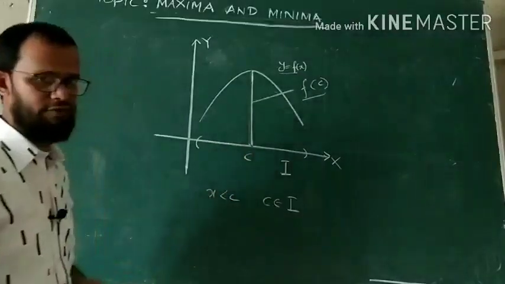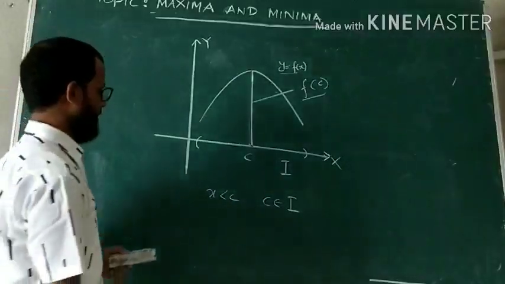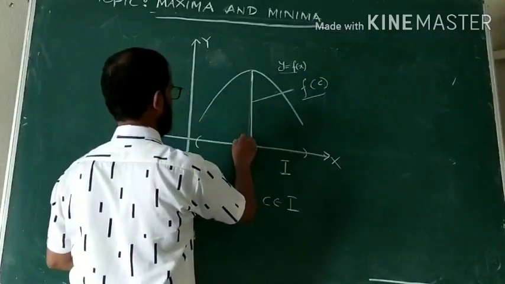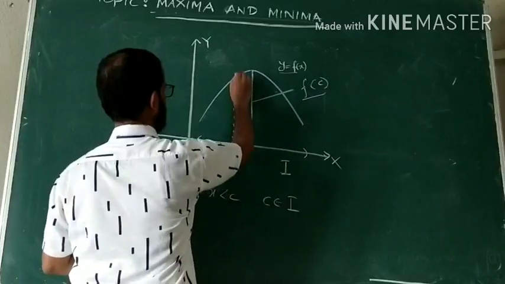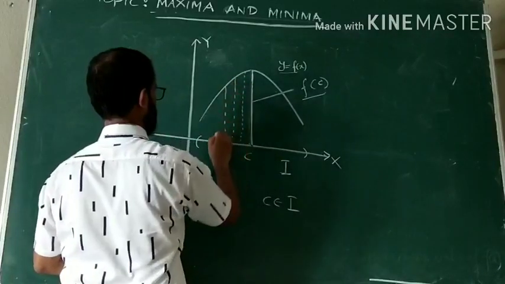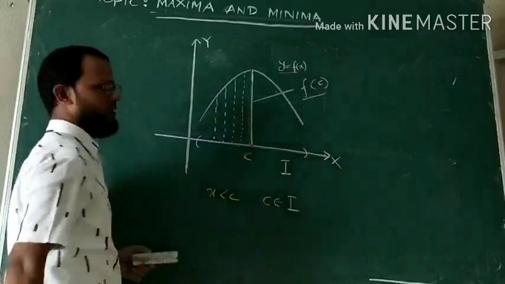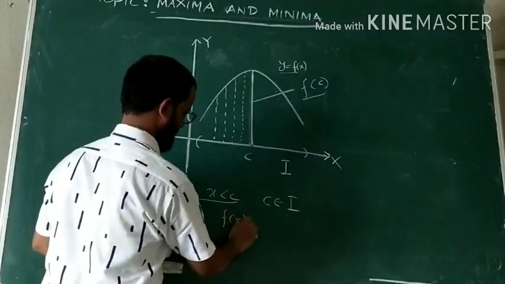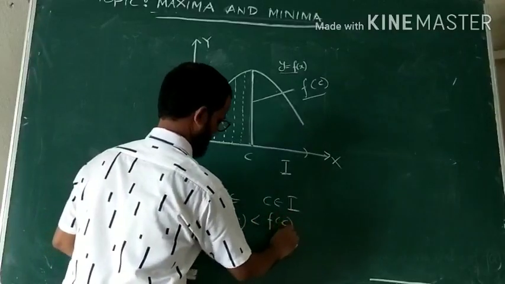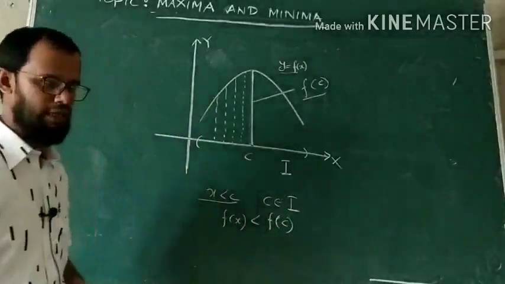You see all the points to the left of c are less than c, and for every x there is a value f(x). Every f(x), when x is less than c, is less than f(c).